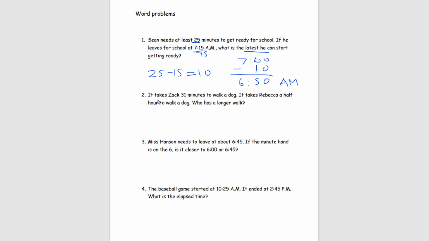And lastly, for number 2, it takes Zach 31 minutes to walk a dog. It takes Rebecca a half hour to walk a dog. Who has a longer walk? We already know how many minutes Zach walks, but let's convert Rebecca's to minutes too. A half hour, we already know an hour is 60 minutes, and a half hour is just half of it, and 60 divided by 2 equals 30. So it takes Rebecca 30 minutes, and it takes Zach 31 minutes, so we know that Zach has the longer walk.